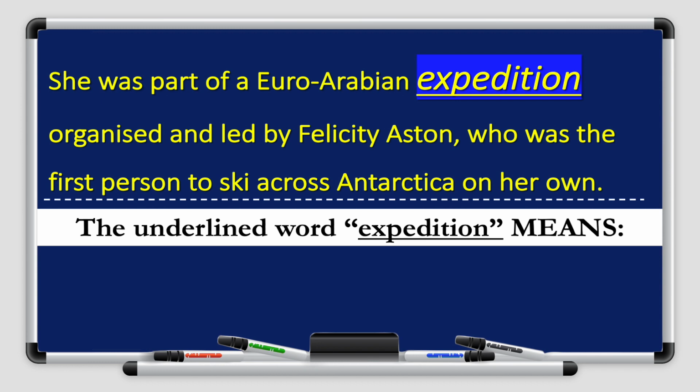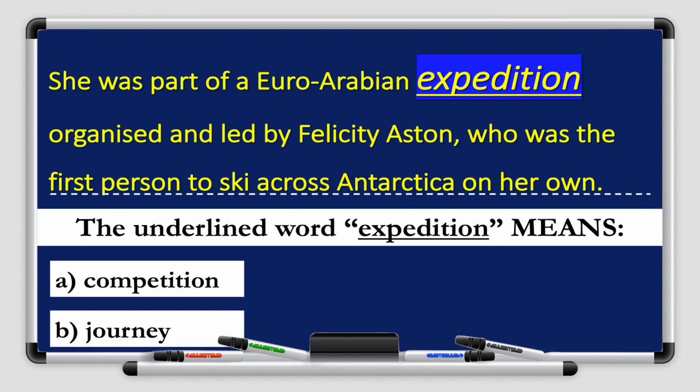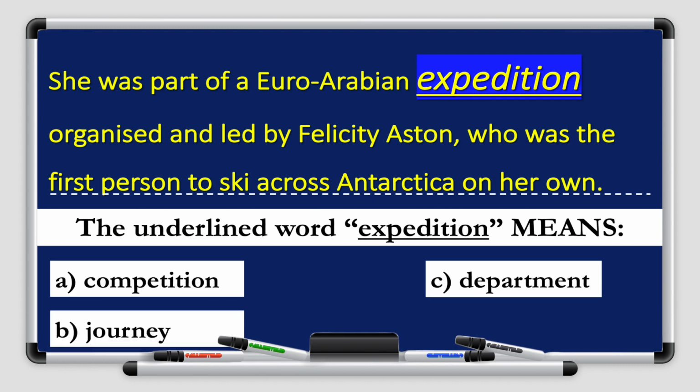The underlined word expedition, what does it mean? Is it a competition, a journey, department, motion? Dear viewers, the answer is excellent. You got this one right. The answer is journey, as I said in the previous slide.